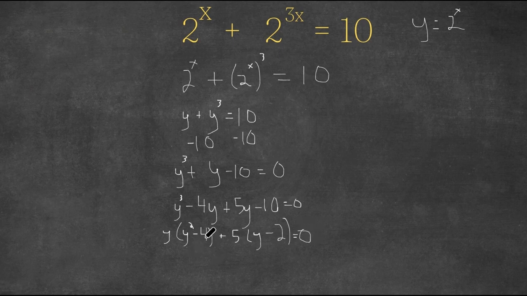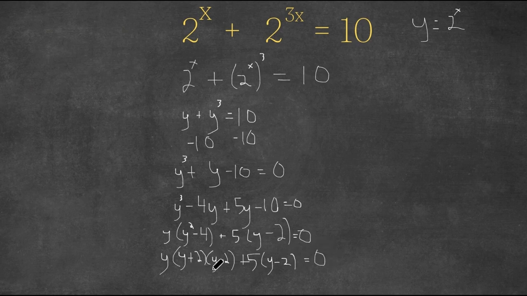Now we're going to change our y squared minus 4 into y plus 2 times y minus 2. So we have y times y plus 2 times y minus 2. We simply factored this y squared minus 4. And we're going to add this with 5 times y minus 2. And all of this still equals 0.